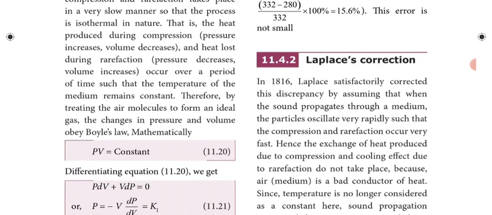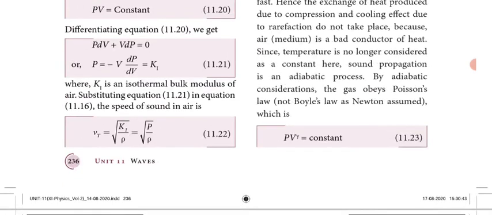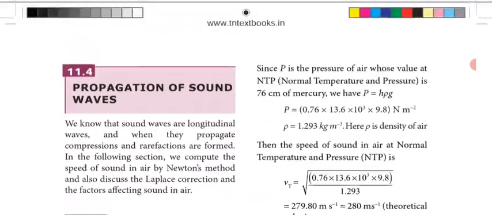Therefore, by treating the air molecules as an ideal gas, the change in pressure and volume obeys Boyle's law. Mathematically, PV is equal to constant; differentiating that we get P dV plus V dP is equal to 0. So P is equal to minus V into dP by dV, that is equal to K1, where K1 is the isothermal bulk modulus of air. Now substituting in equation 11.16, the speed of sound in air is v is equal to root of K1 by rho, equal to root of P by rho. So that is the thing given.